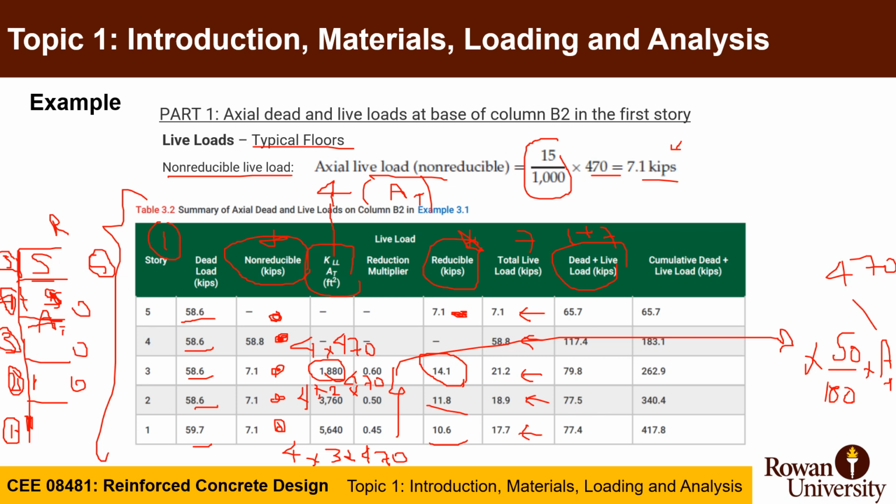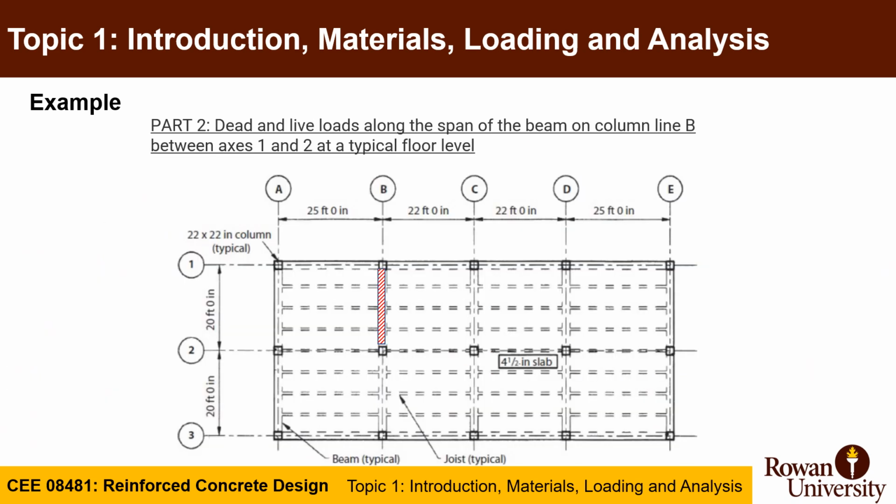But remember, this is not cumulative because this column is carrying all the columns and floors and beams above. So you have to actually keep this one. This value will be adding this to this one. This one will be carrying the 3 floors up. This one will be carrying 4 floors up, and this will carry all the floors because it's a first story column. You can repeat that for beam on line B between X1 and 2.